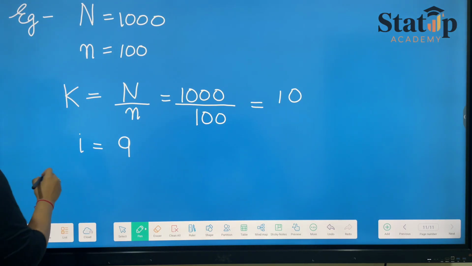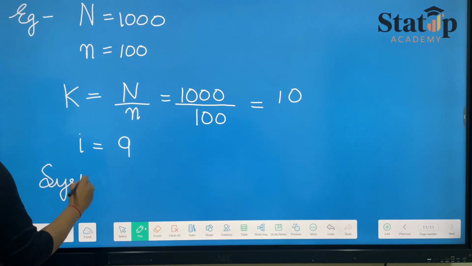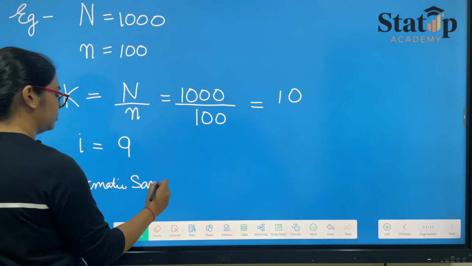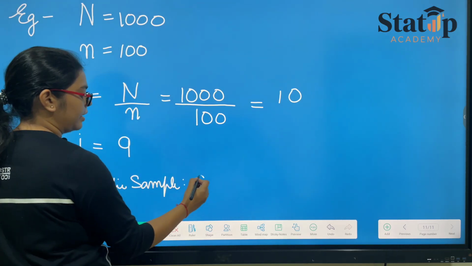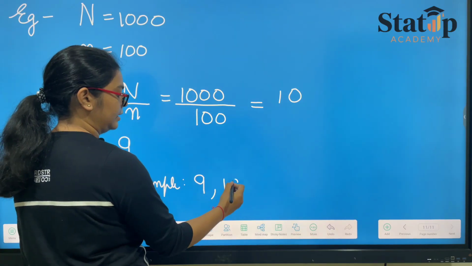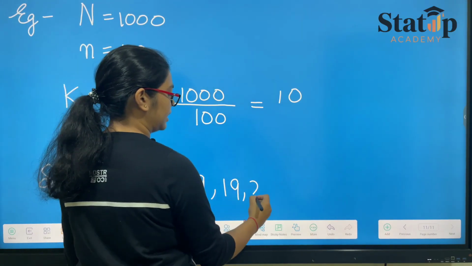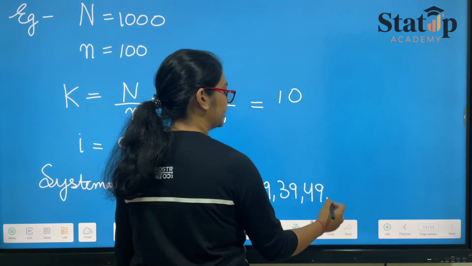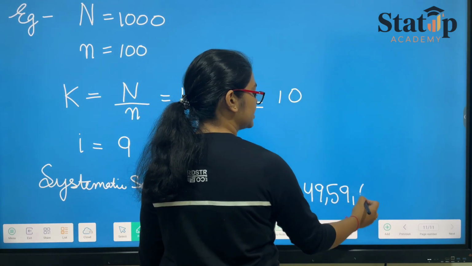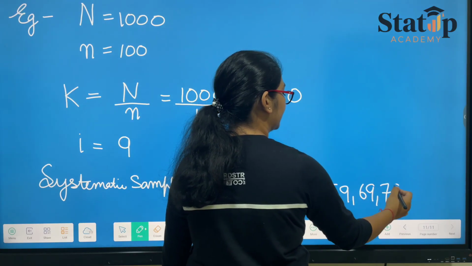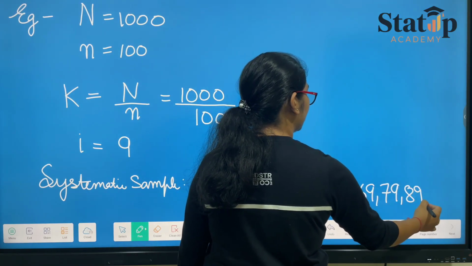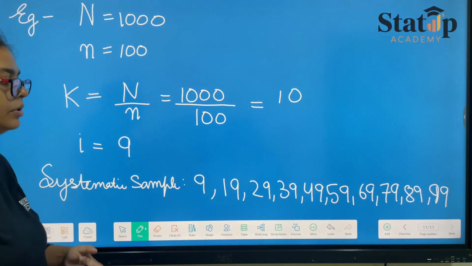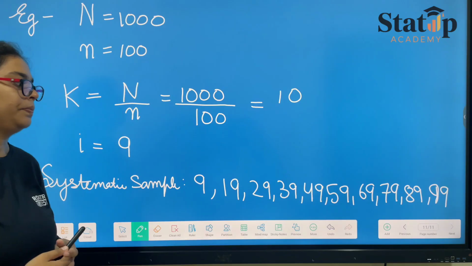So our systematic sample would be 9, 9 plus 10, 19, 19 plus 10, 29, 29 plus 10, 39, 39 plus 10, 49, 49 plus 10, 59, 59 plus 10, 69, 69 plus 10, 79, 79 plus 10, 89, 89 plus 10, 99. And these are the 10 observations or 10 samples that we get out of this.